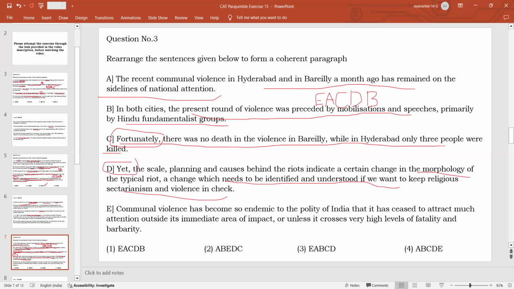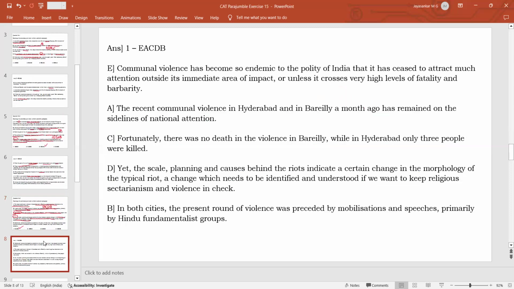The passage looks very simple, but if you do not give it focused attention, you will always go wrong. So first we talk about how violence has become typical in Indian politics. Then we talk about the recent violence in Hyderabad, and fortunately there was no death, but the scale and planning indicate that there is a certain change happening in the violence, and that change is demonstrated in the violence that happened in Hyderabad and Bareilly. So that is why EACDB is the best answer to this particular question. So the sequence should be like this.